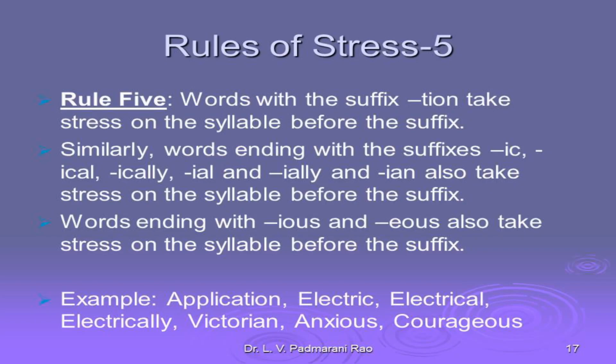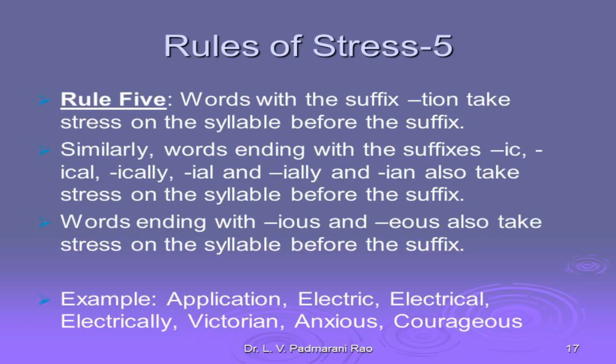The words ending with the suffix tion take the stress on the syllable before the suffix. Syllable before the suffix would mean that tion is the suffix, and whatever syllable is present before tion, that will take up the stress. The same logic is applied to the suffixes ic, ical, ically, ial, ially, and ian. However many syllables are there in these suffixes, leave those aside, and the syllable that is present before the suffix is to be given the accent.